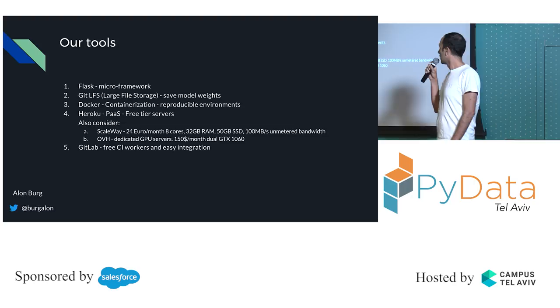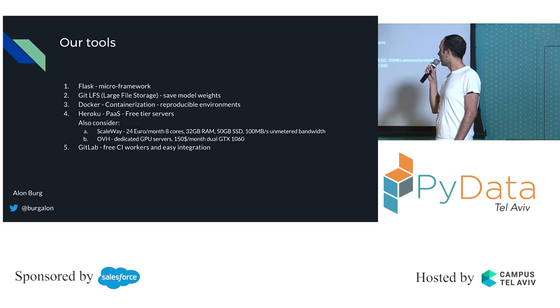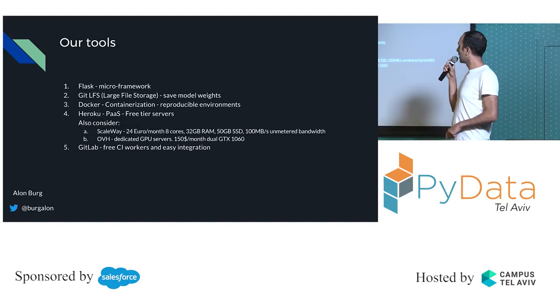And OVH, which is currently our preferred server hosting, you can get a $150 a month dual GTX 1060, which is really nice. And I should stress that it's dedicated, meaning it's not cloud, so the performance is super.